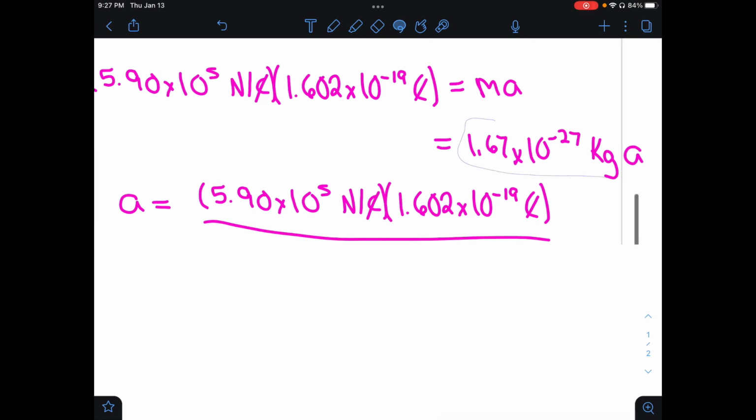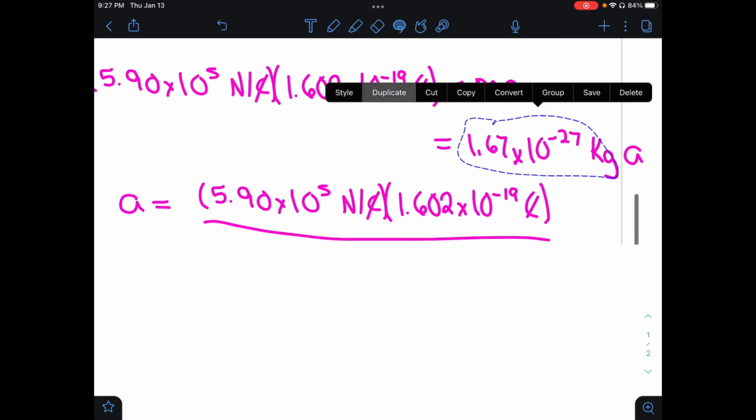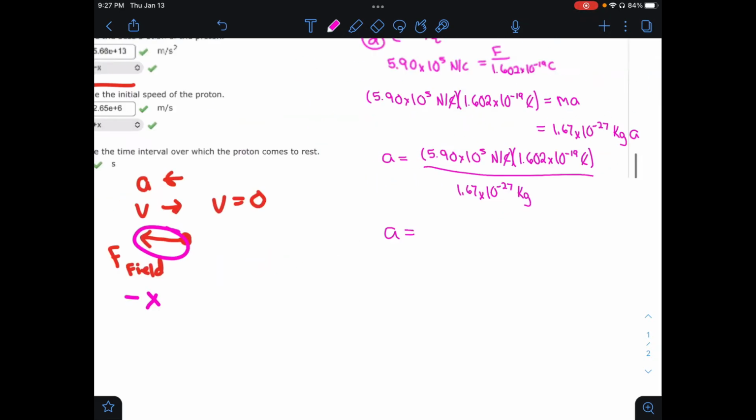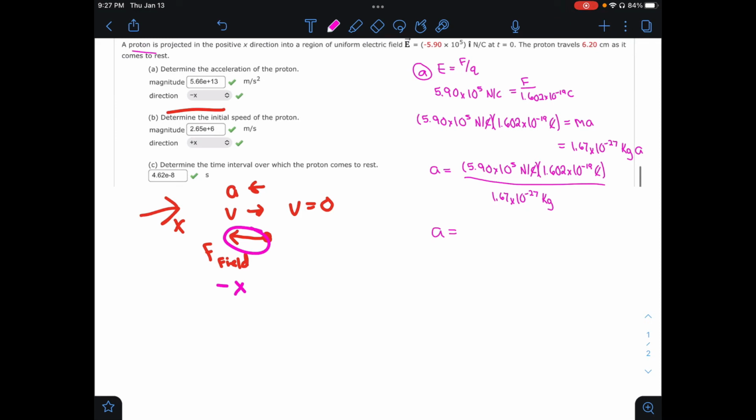Divided by the mass of our proton. Plug this in the calculator. Good. Yeah, you get that answer. I can do it real quick again just to check.